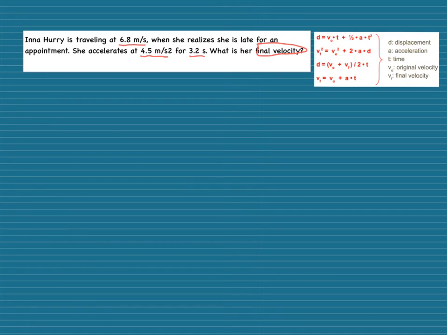Alright, so I'm going to write down all 5 of my variables. Final velocity, initial velocity, acceleration, displacement, and time. So she's traveling at 6.8 meters per second, and that's the beginning. And remember, if somebody starts from rest, that's 0 meters per second for initial velocity. If they are coming to a stop, their final velocity would be 0. But you'll run into a lot of problems like that.